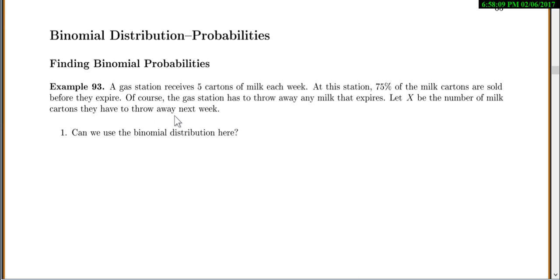So example 93: a gas station receives 5 cartons of milk each week. At this station, 75% of the milk cartons are sold before they expire. Of course, the gas station has to throw away any milk that expires. Makes sense, right? Let X be the number of milk cartons they have to throw away next week. So X equals the number we throw away.